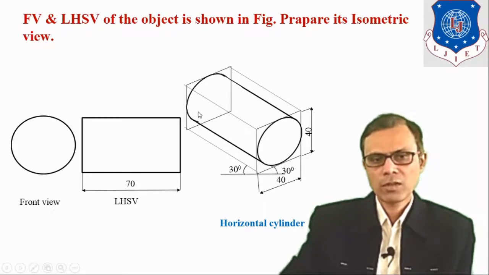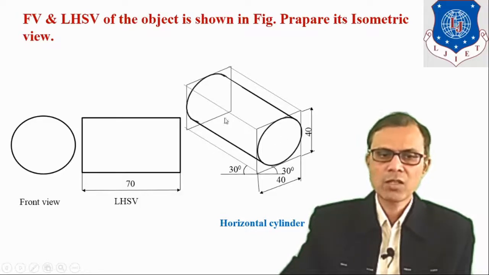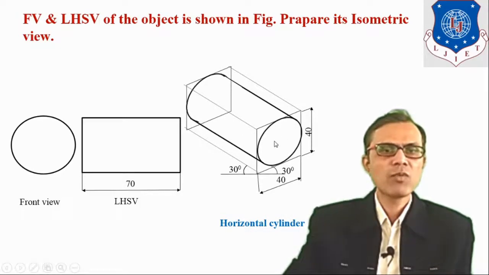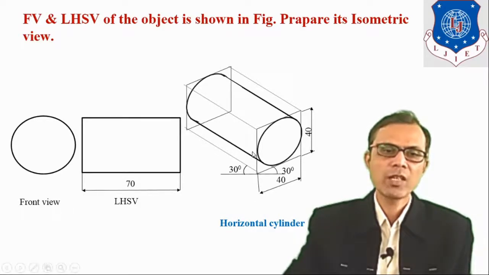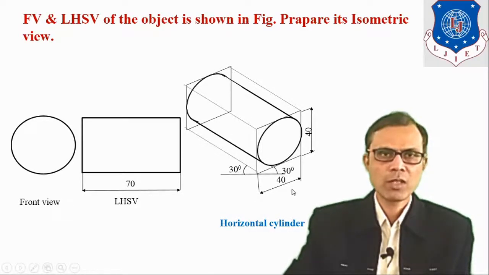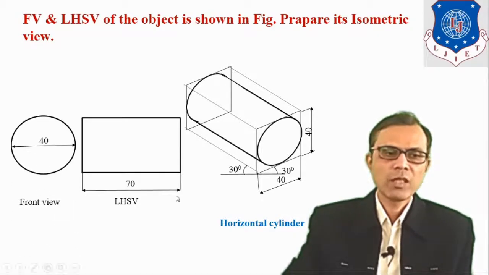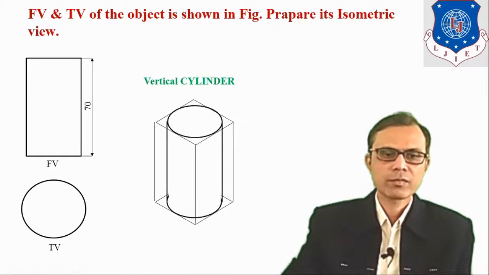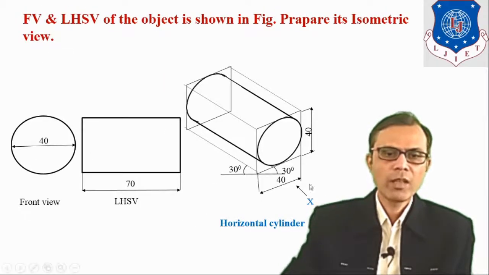So now the view which is shown by this dark line is the main isometric view for the given object, and you can see it is a horizontal cylinder. We have taken this diameter as 40, and this direction is the direction for the front view.